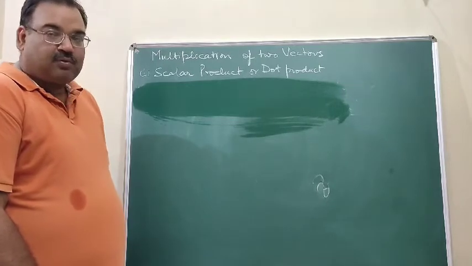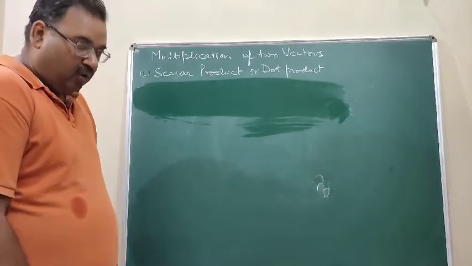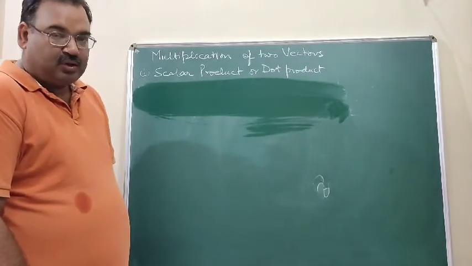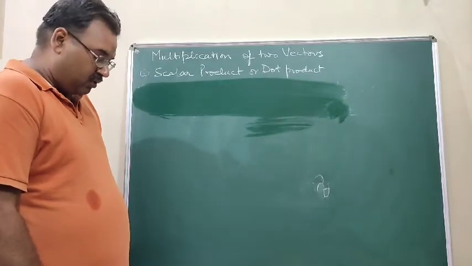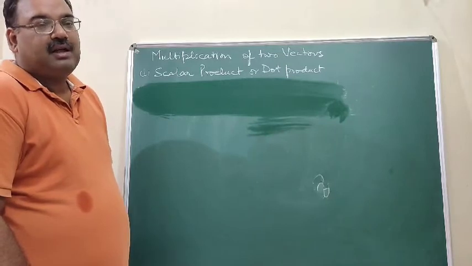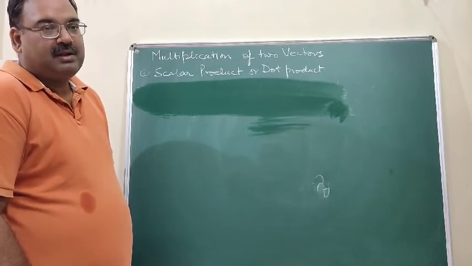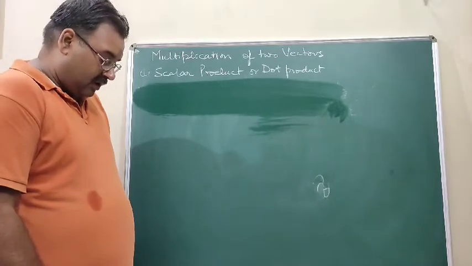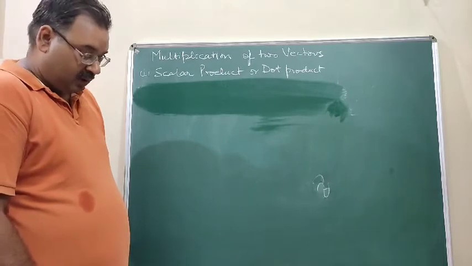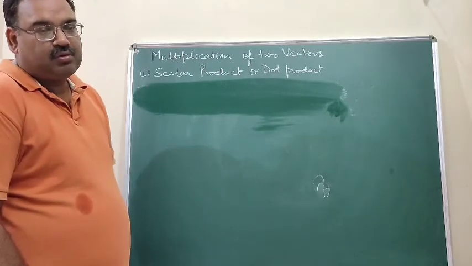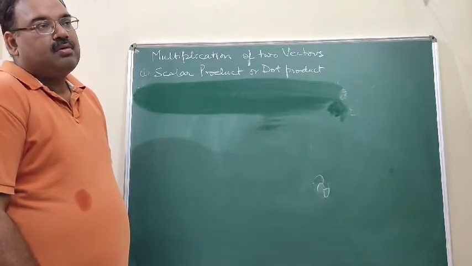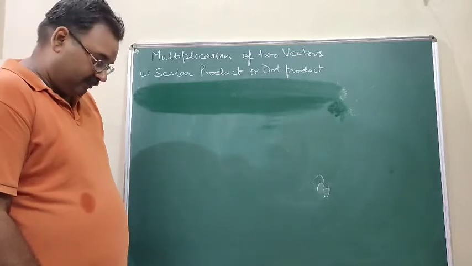The scalar product of two vector quantities, or the scalar product of two vectors, is defined as the scalar quantity equal to the product of their magnitudes and the cosine of the angle between them. The scalar product of two vectors is defined as the scalar quantity equal to the magnitudes of the two vectors and the cosine of the angle between them.